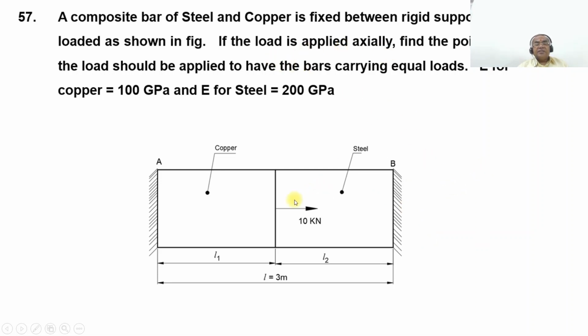If the load is applied axially, find the point at which the load should be applied to have the bars carrying equal loads. E for copper is 100 GPa and E for steel is 200 GPa. So we have the load which is applied here, with lengths L1 and L2, and that is what we need to find out. The overall length of the member is 3 meters.